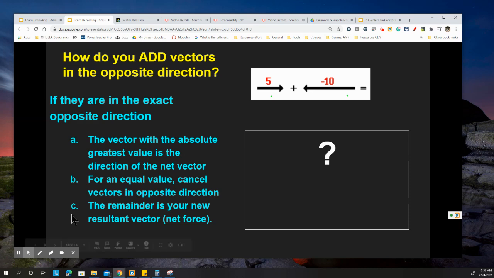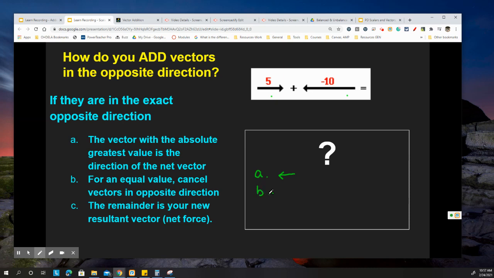How do I add vectors in the opposite direction? If they are in the exact opposite direction, here are the steps. A says the vector with the absolute greatest value is the direction of my new net vector. Absolute greatest value. So that's 5 for vector 1 and 10 for vector 2. The absolute value of minus 10 is 10. So 10 is the greatest value, and it's in the direction left or west. So my answer vector will be in the direction left or west.